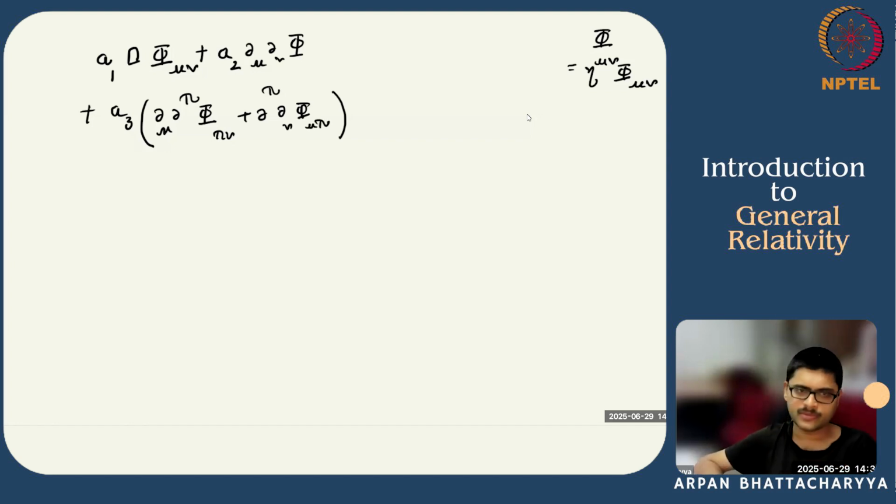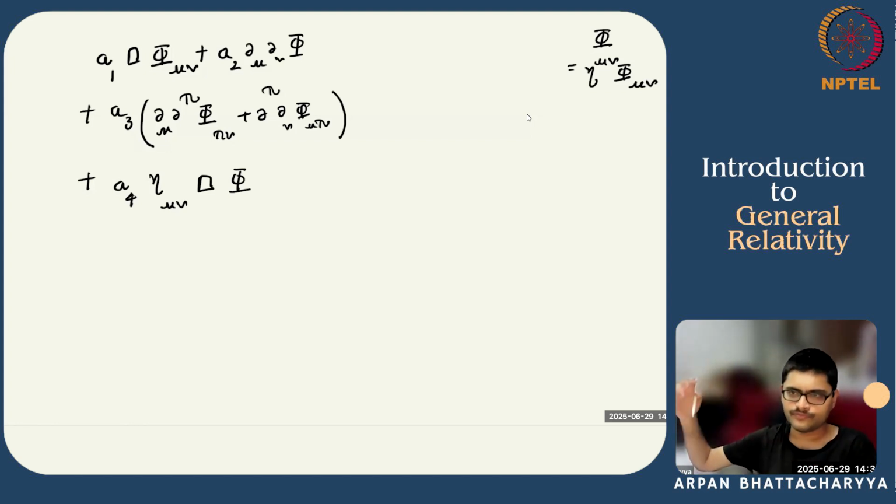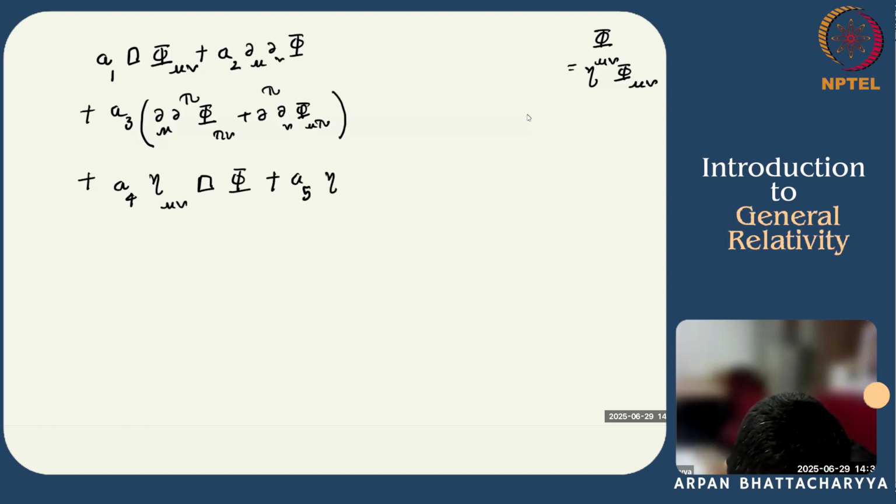Then we can also have A4 times eta mu nu box of capital phi. Remember, the Minkowski metric is also symmetric in mu nu. So this term is also comparable with the right hand side in terms of symmetry. And we can have this term, a coefficient times eta mu nu and two derivatives, del sigma del lambda, contracted with phi sigma lambda.